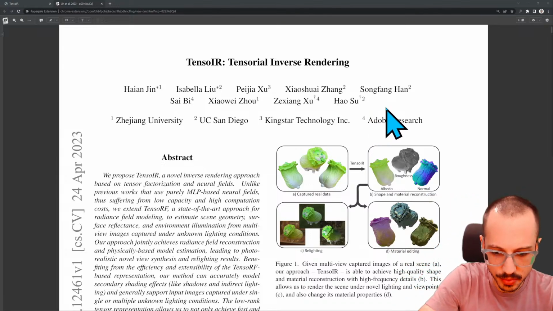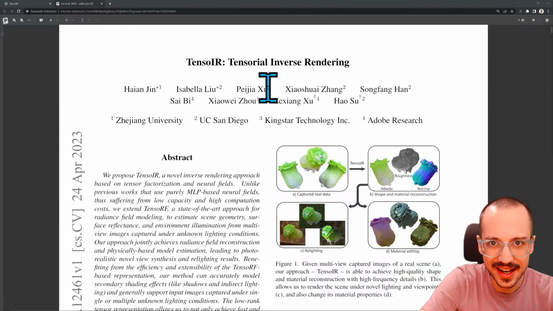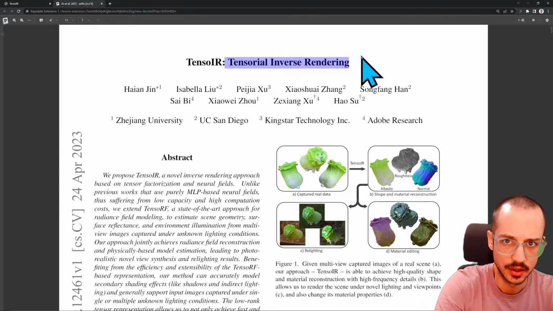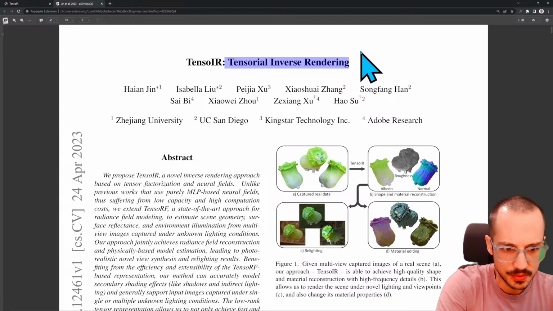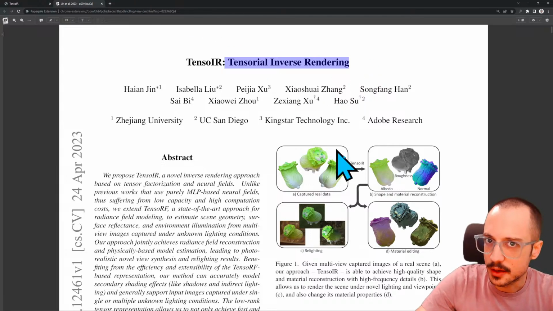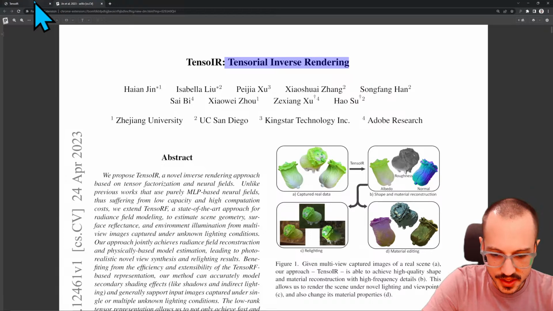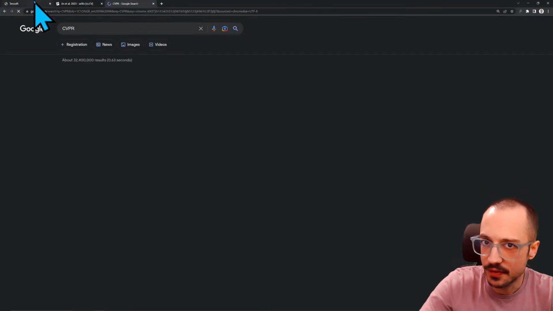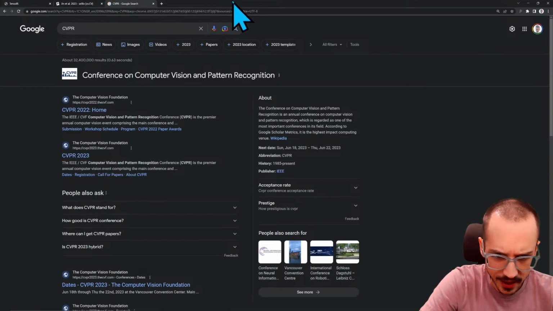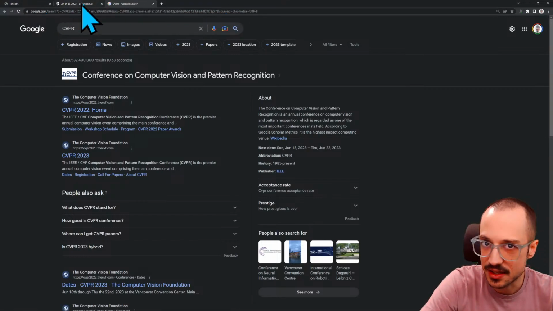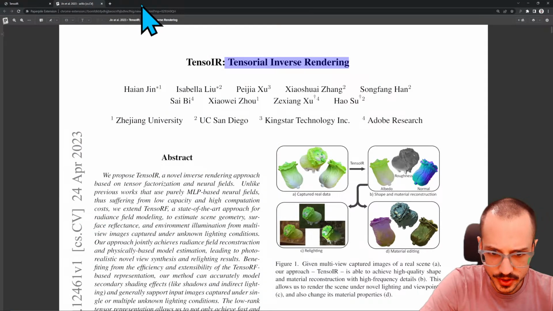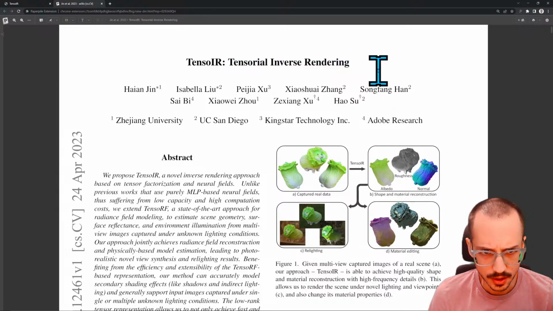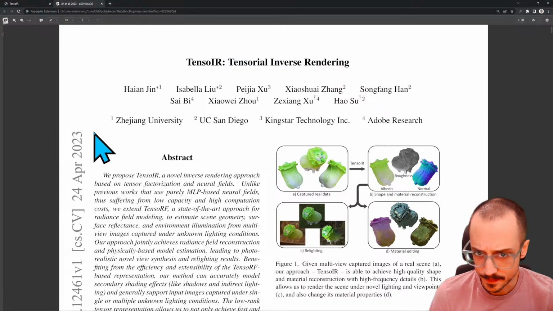Welcome to another HooPost stream. We're going to be looking at TensoIR, Tensorial Inverse Rendering. So this is very interesting. I was browsing yesterday at all the CVPR papers. CVPR is a big computer vision conference, and a bunch of the papers just got released. So there's a big flood of computer vision papers that came out in the past week, basically.